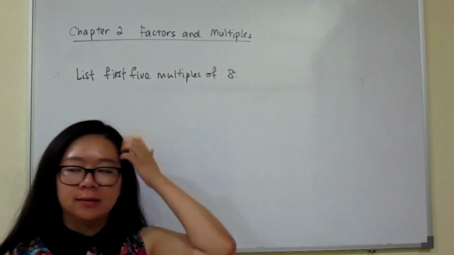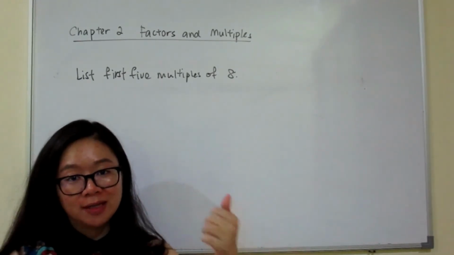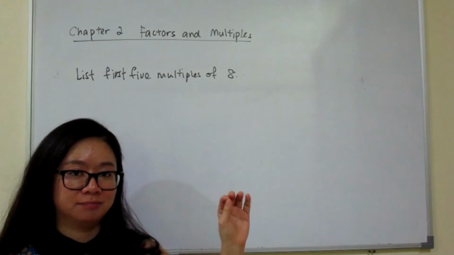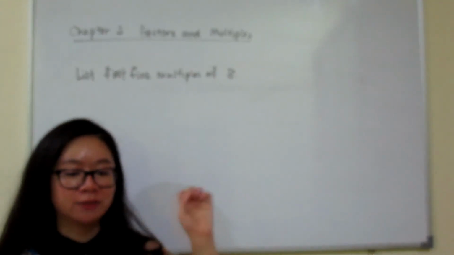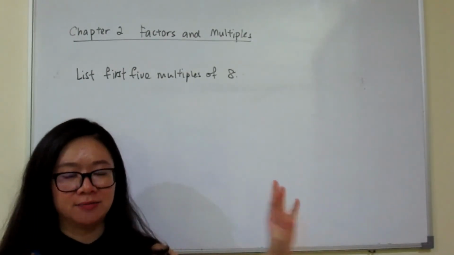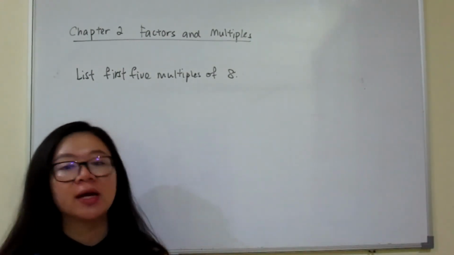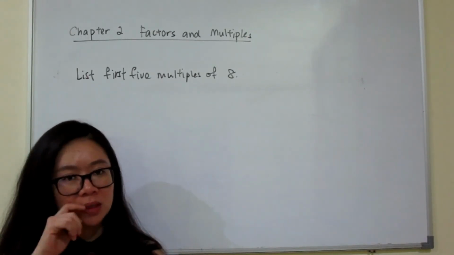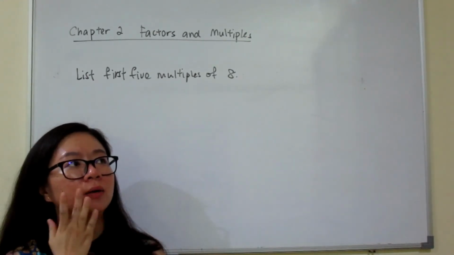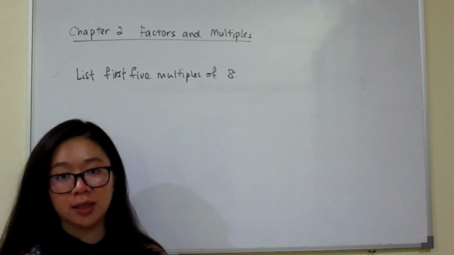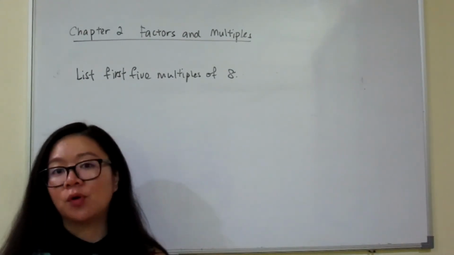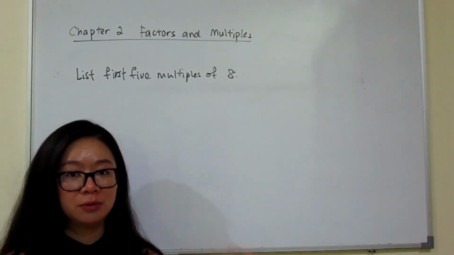Alright, next, multiples. Remember what we said earlier? A factor is a number that can divide a whole number. Let's say 3 is a factor of 12, then 3 can divide 12 exactly. 3 is a factor of 12. Now these are the multiples, like the reverse. 12 is a multiple of 3. It means that 3 times 4 is 12. So 12 is a multiple of 3.